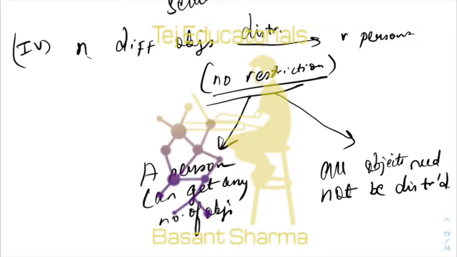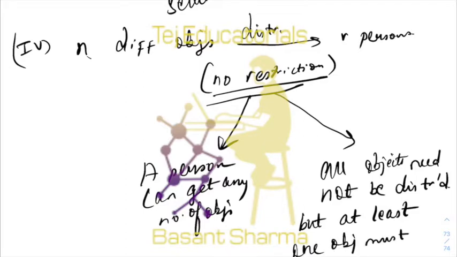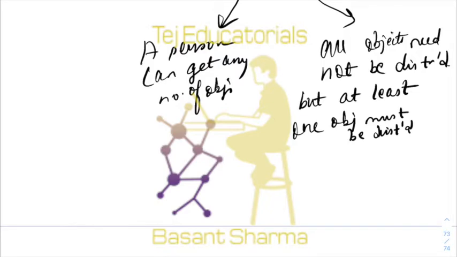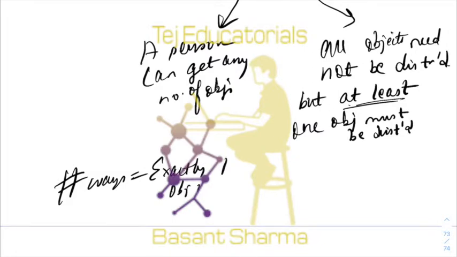Okay, but at least one object must be distributed. Now see, when I told you that whenever you encounter the words at least or at most, convert it into exactly. So the number of ways will be exactly one object is distributed plus exactly two, and so on till exactly n objects are distributed.